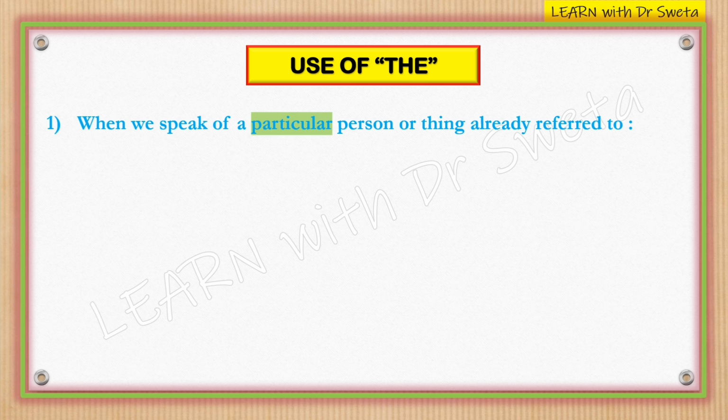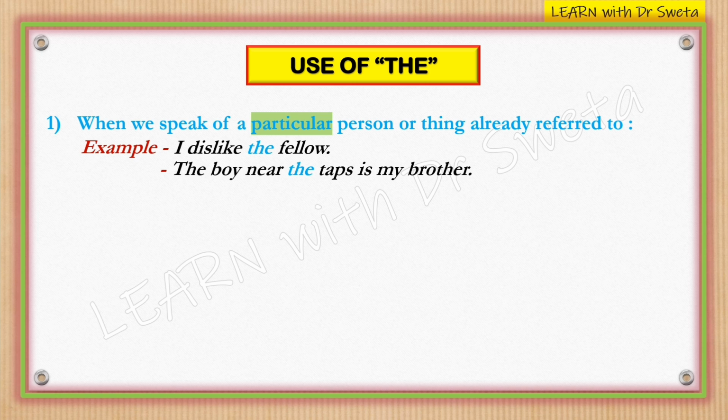First is, when we speak of a particular person or thing already referred to. So, "the" is used when the person or thing being talked about has already been mentioned or is specific. For example, I dislike the fellow. So, in this sentence, the specific person is being talked about. Next is, the boy near the taps is my brother. Here also it is referred to a specific boy.